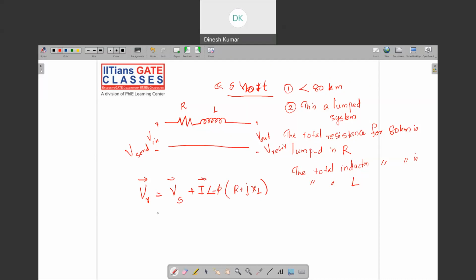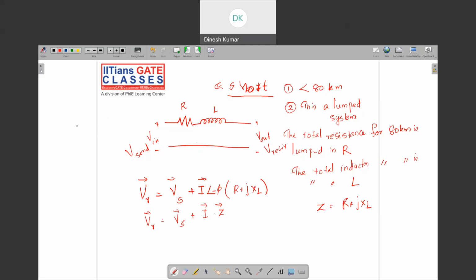Or we can write, if Z is equal to R plus jXL, V receiving is equal to V sending plus I into Z. Right. So this is a simple equation. This is almost similar to the transmission line model of a transformer winding. If you study machines, there is something known as a transmission line model of transformer winding, and the equation is almost similar to that. So we can write like this.